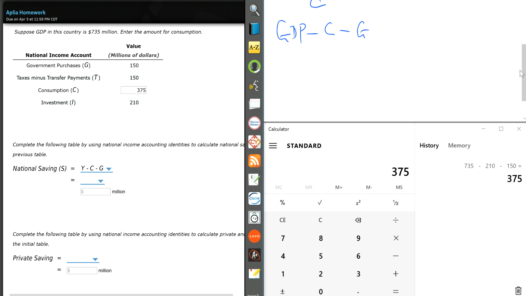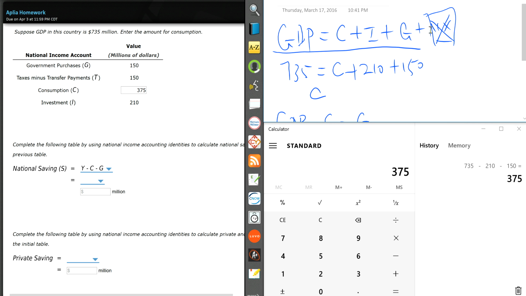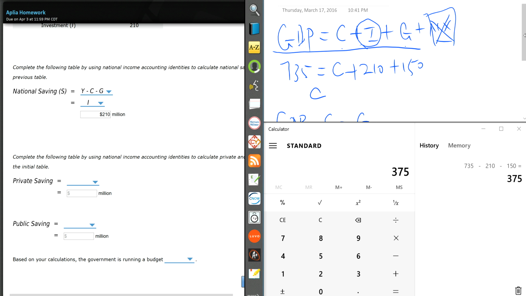If you go back to your previous formula under the closed economy, and use your GDP minus your consumption minus your government spending, then the only thing left is your investment. So another way of saying national saving is just asking for investment. And for this question, our investment is a total of $210 million. It's already listed over here. That was easy.